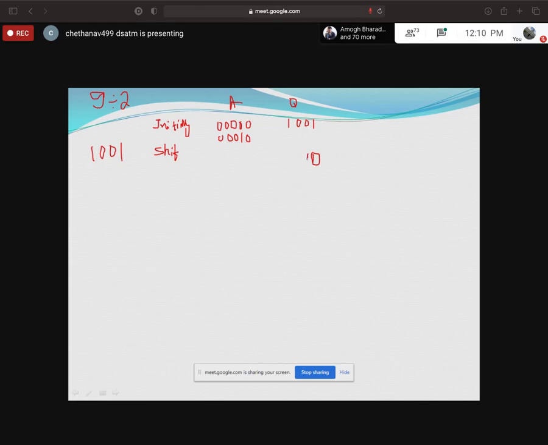So 1, 0, 0. This one is shifting towards the left side. So 1, and A will be all 0s, every bit will be 0. So 0, 0, 0, 0. Okay, correct? Same. Your answer, my answer, both are the same.